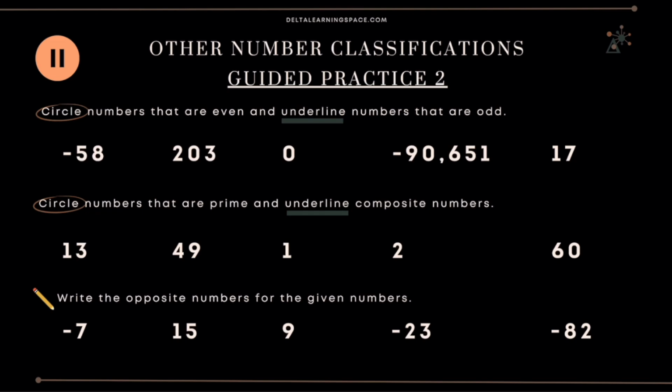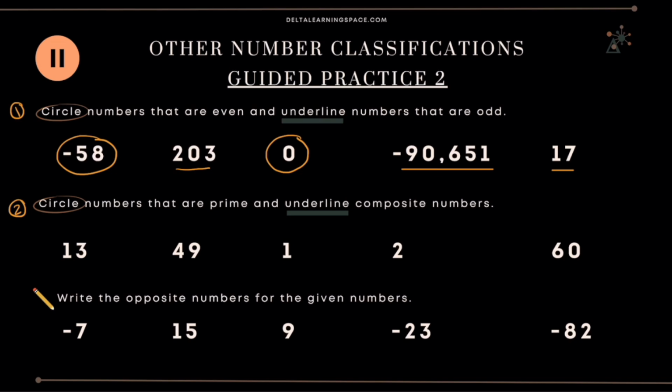Amazing, so now let's look at the answers for the first one. Circling numbers that are even will be -58, 0, and that's all. Numbers that are odd will be 203, -90, 651, and 17.